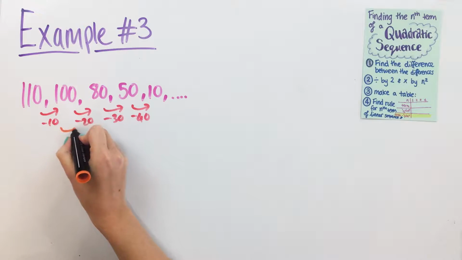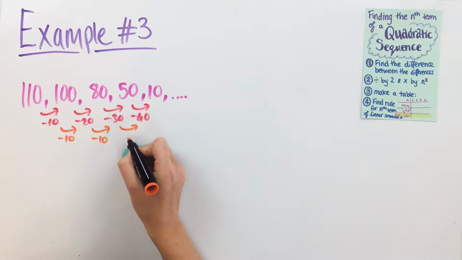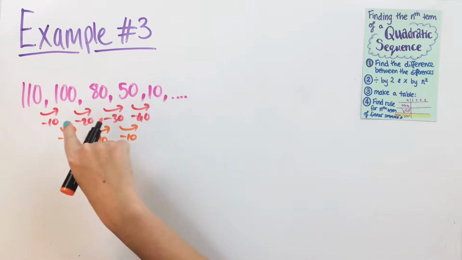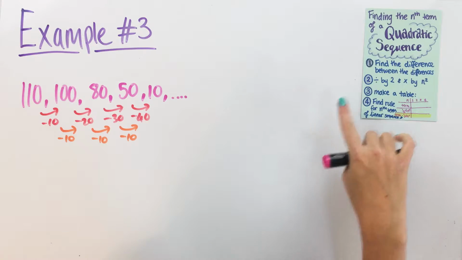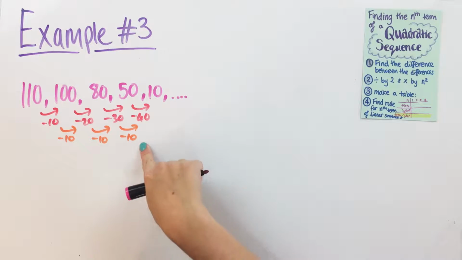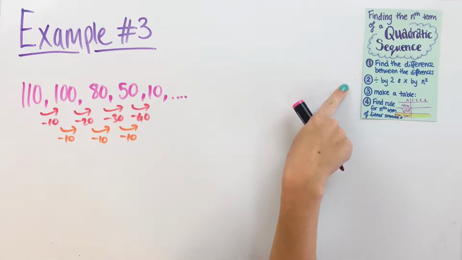Minus 10 to minus 20, minus 10. Minus 20 to minus 30, minus 10. Minus 30 to minus 40, minus 10. So we know that we have a quadratic sequence, as the difference between the differences are the same. So now we can refer to our quadratic sequence guide. Step 1, find the difference between the differences. We've done that, it's minus 10. Secondly, we divide by 2 and times by n squared.